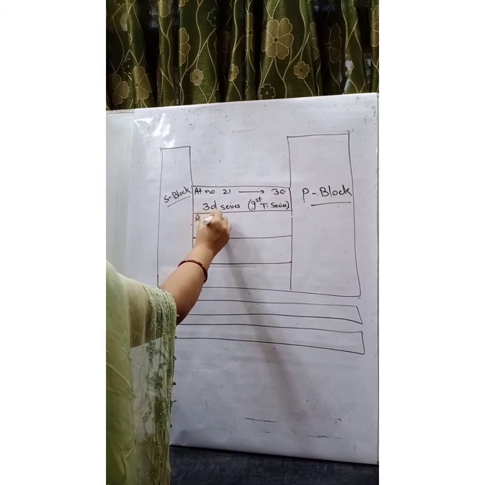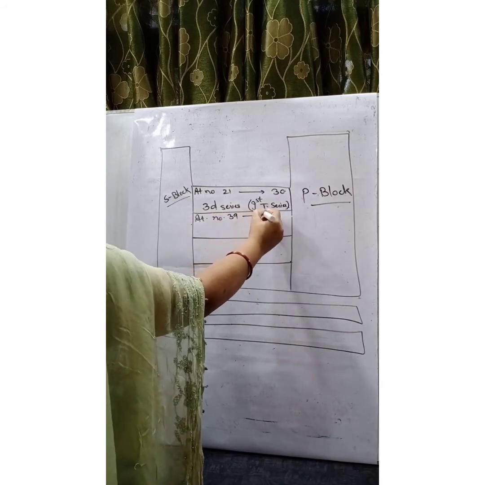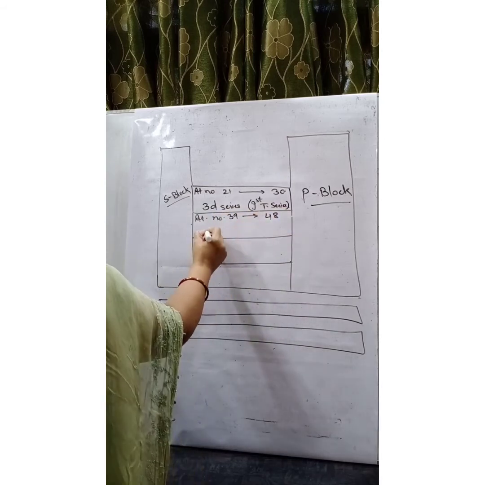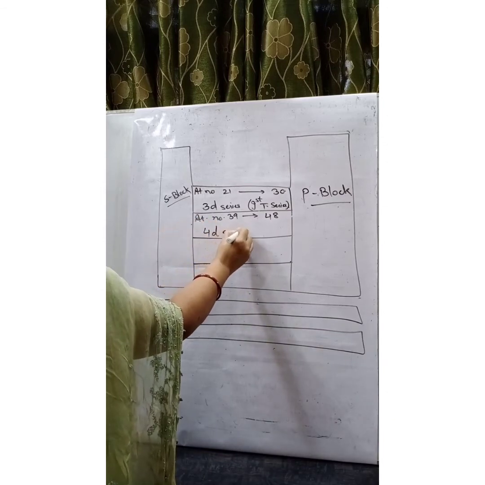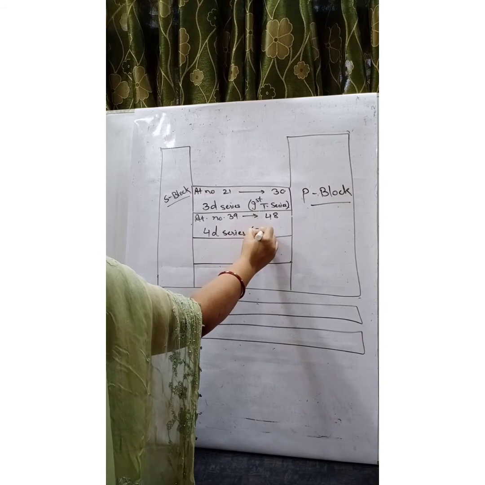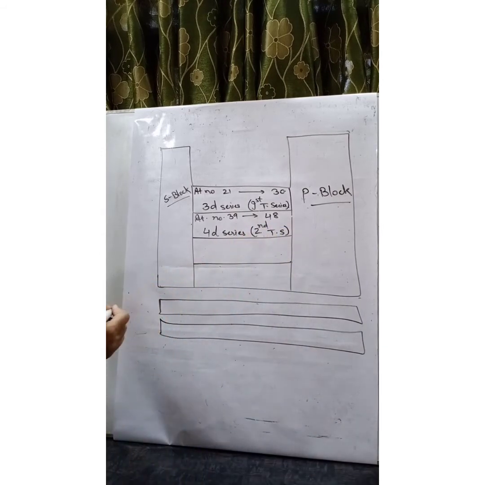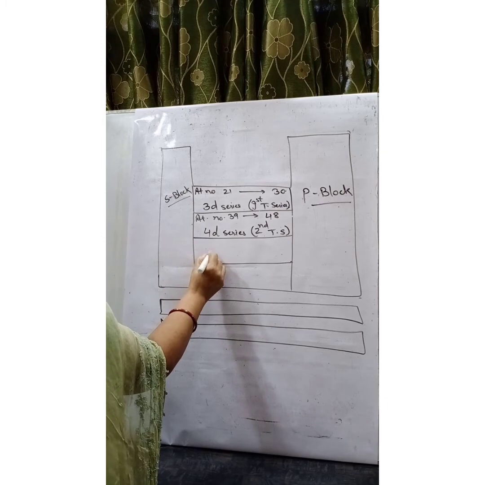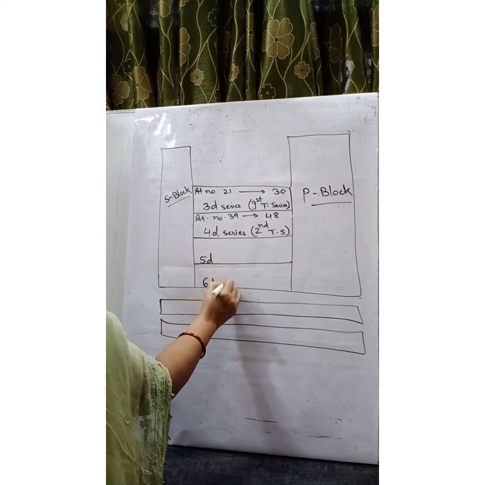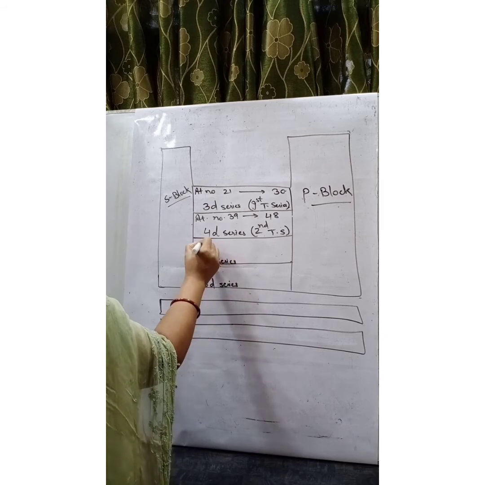Atomic number 39 to 48 are the members of the 4D series as the last electron enters into the 4D orbital, or we can call them the second transition series. Now the third and fourth transition series are the 5D and 6D series. But you will see some exception here.